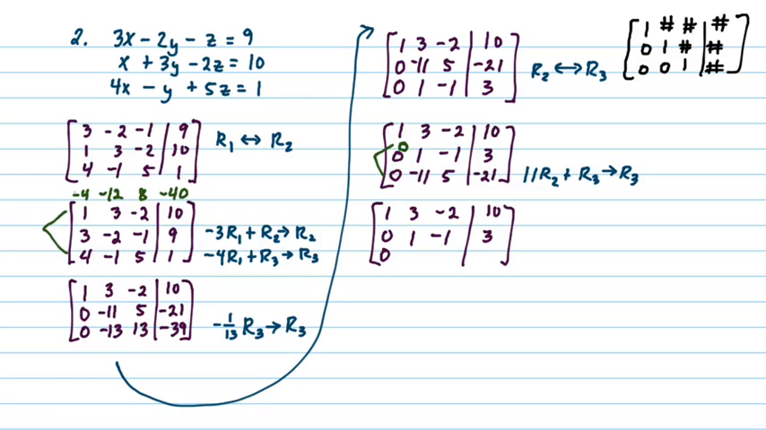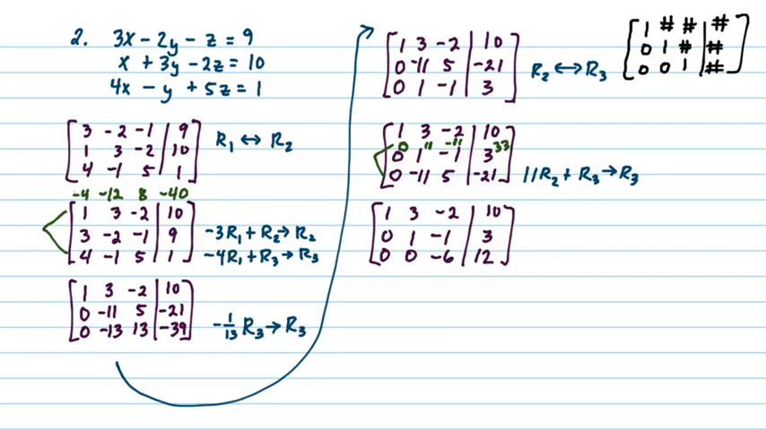11 times 1 is 11. And when we add that to negative 11, we do get the 0 that we want in the second position. 11 times negative 1 is negative 11. And when we add that to the 5, we're going to get negative 6. And 11 times 3 is 33. And when we add that to negative 21, we're going to get 12.